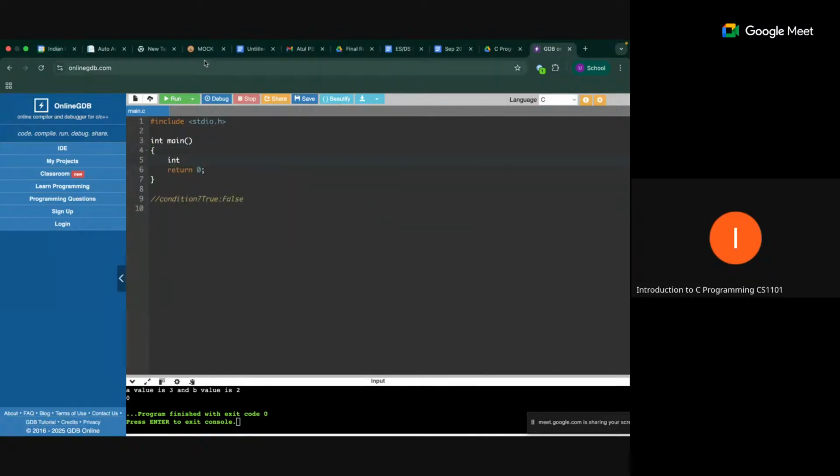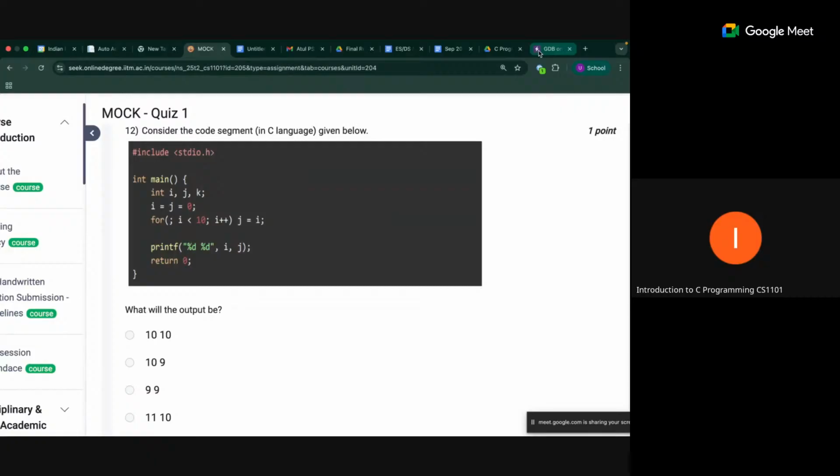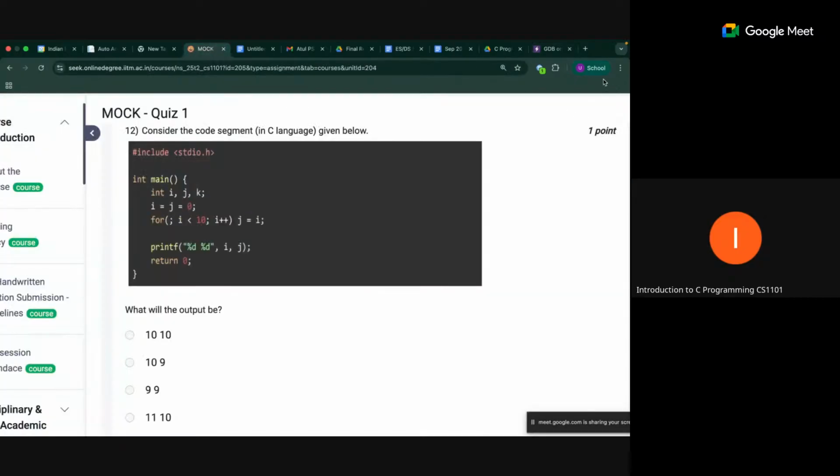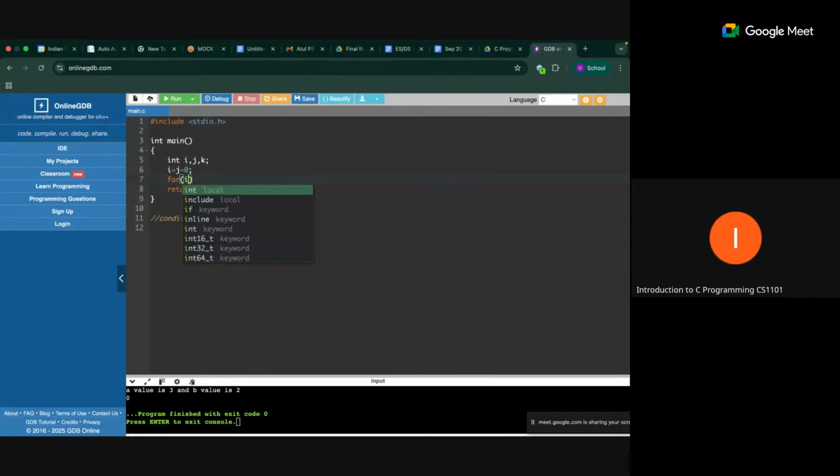So what they have mentioned here is int. They are declaring i, j, and k, and i and j are initialized to 0, and they're taking the loop. I is already initialized, so they are starting from, sorry, first colon, i should be less than 10 and i plus plus. If it is, they are just initializing j equal to i. At last printf quotation percent d space percent d, comma i and j values.